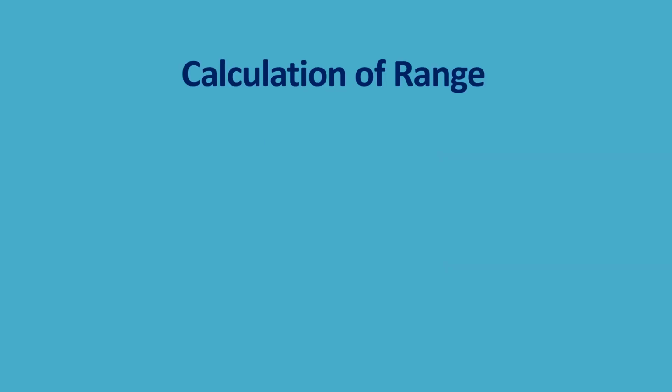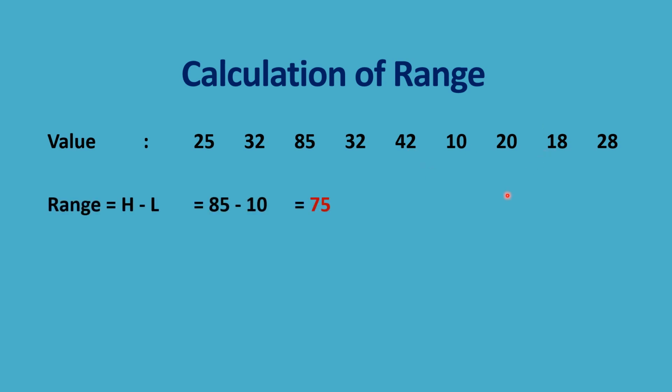Now let us see the calculation of range. It is very easy to calculate range as it can be observed or inspected. Through observation or inspection, we can find range. In these values, we have to find the range using the formula highest value minus lowest value. The highest value here is 85 and the lowest value is 10. So the range is calculated as 85 minus 10, that is 75.